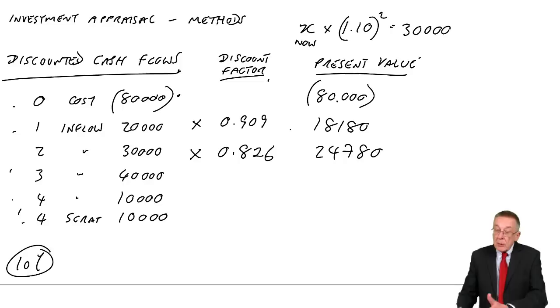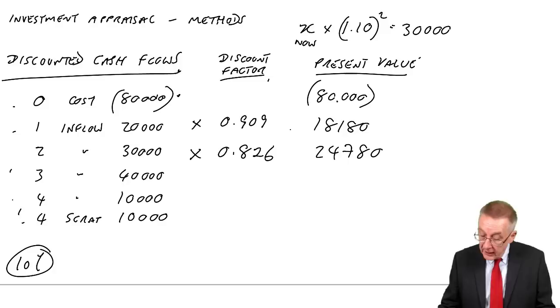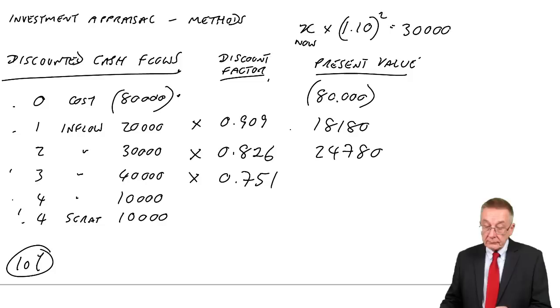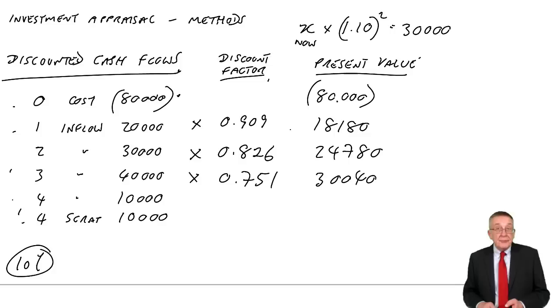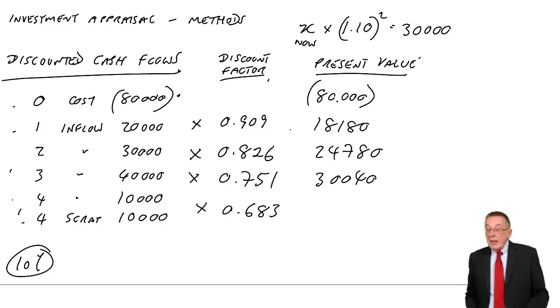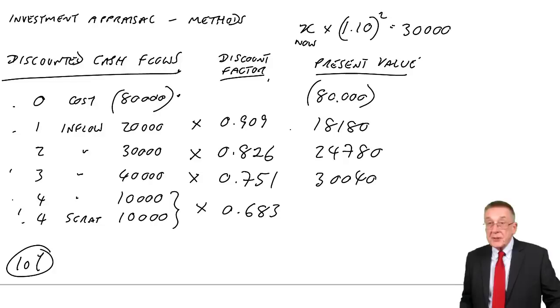And carrying on that way, we've 40,000 in 3 years. So the 10% column, the 3 year row, 0.751, gives a present value of 30,040. And finally, 4 years. The discount factor, 10% column, 4 year row, is 0.683. And by all means, do the two 10,000 separately if you want, or do it 20,000 in total in 4 years' time.